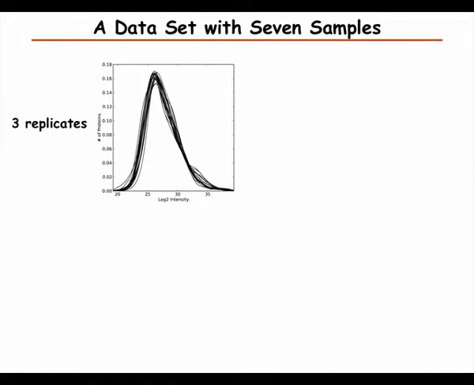Now if we look at the different data sets, we have 7 samples and 3 replicates each. What we've shown here is the log2 intensity on the x-axis, and the number of proteins on the y-axis. We see that the 7 measurements are quite similar. We have a little bit of variation here and there, but in general it looks quite decent. We also observe that it's not a symmetrical distribution, it's slightly skewed.